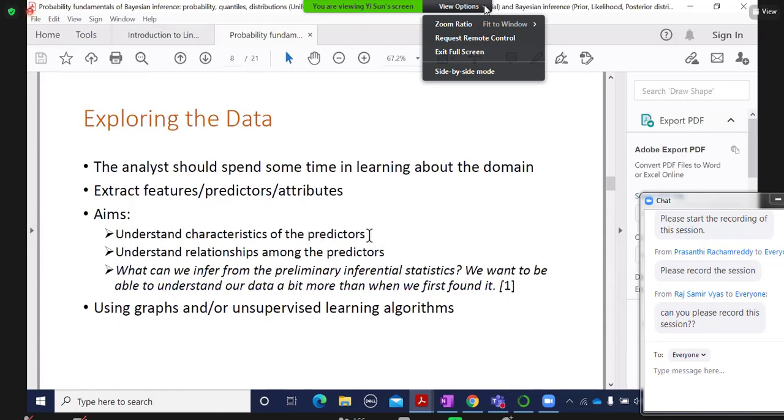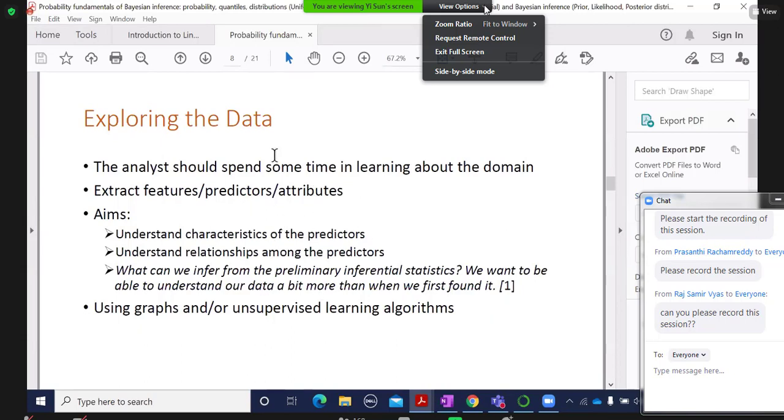Or predictors, do you remember in our simple linear regression lecture? Predictors are also called independent variables. And the aim for this stage is also for you to understand the relationships among the predictors. And we want to be able to understand our data a bit more than when we first found them.